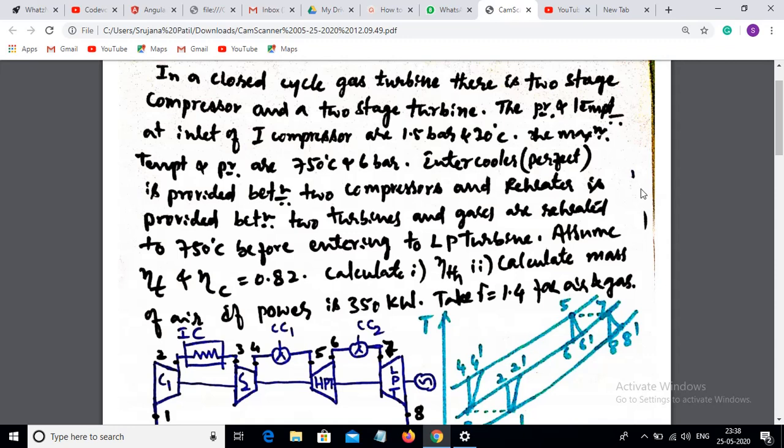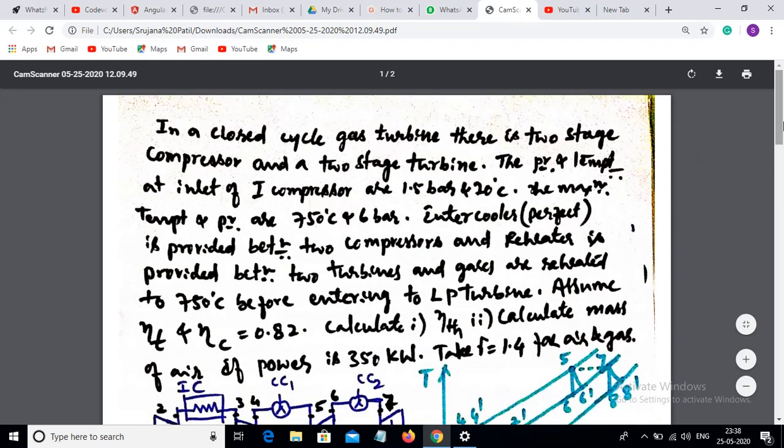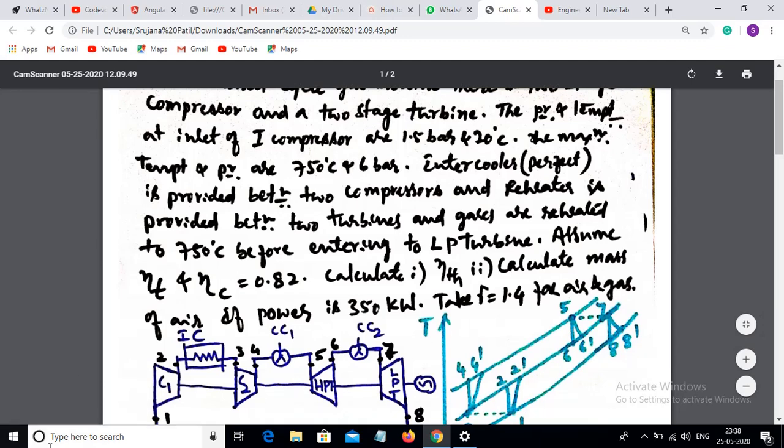In a closed cycle gas turbine, there is a two-stage compressor. Two-stage compressor means there will be two compressors: compressor number one, compressor number two. So this is called the low pressure compressor and this is the high pressure compressor.